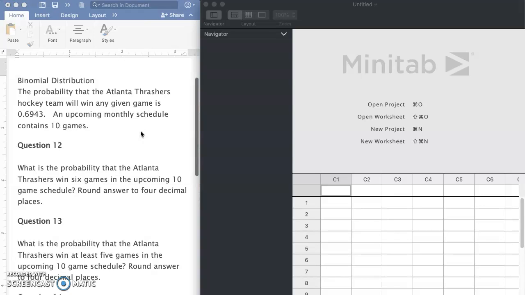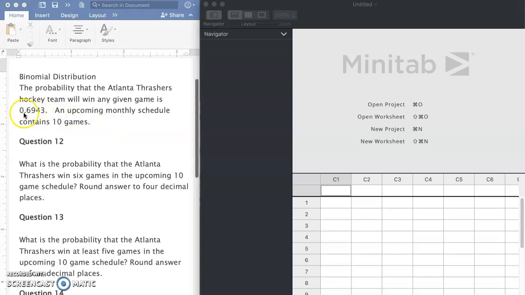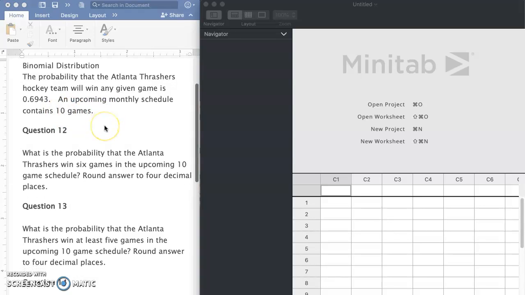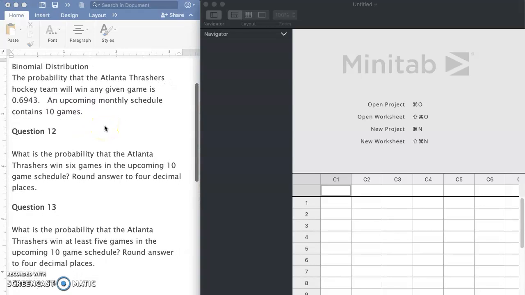And they have an upcoming monthly schedule that has 10 games. Okay, so we're going to use those numbers. We're going to use that 0.6943. That's the given probability. And we're also going to use that there are 10 games. So the binomial part of that is either they win or they don't win in their upcoming games. So let's go and put in the number of games. There's 10, but they could either win or lose.